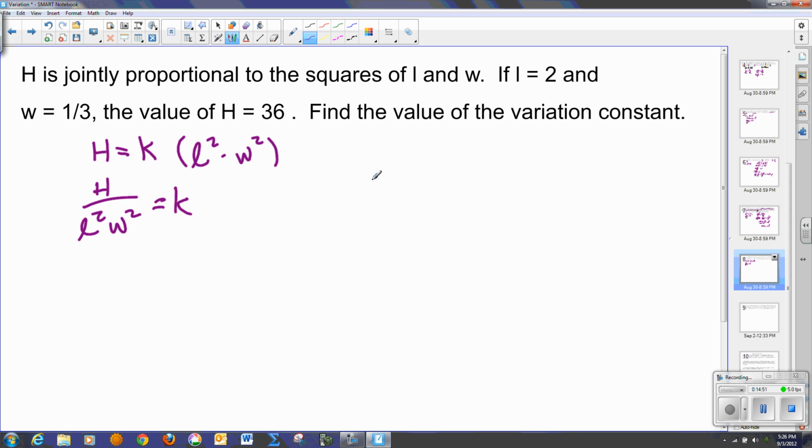We have an H value of 36. We have an L value of 2, and we're going to square that, and a W value of 1/3. We're going to square that, and that will end up giving us our variation constant.